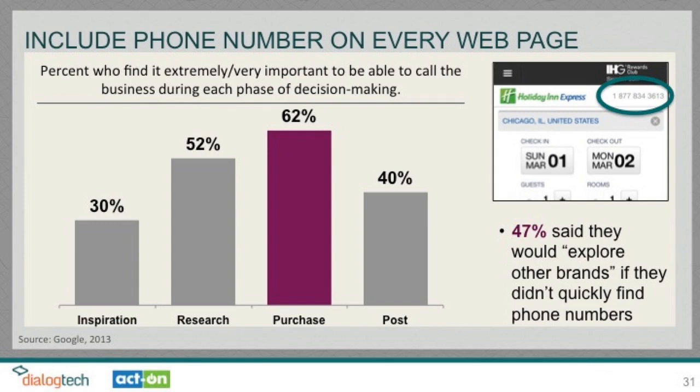So you should include a phone number on every page of your website to make it easier for them to do that. As you can see from the stat on the bottom right, 47% of people said they would explore other brands. They would actually turn away from a company and look at a competitor if they weren't able to find a phone number quickly to be able to call them. So it's very important to be able to give people the option of calling you.